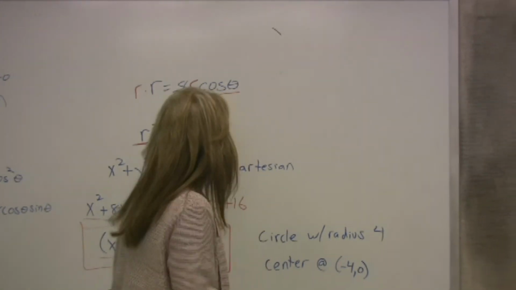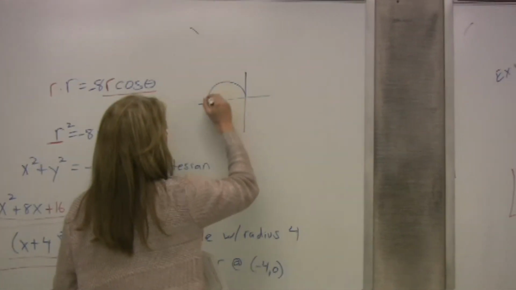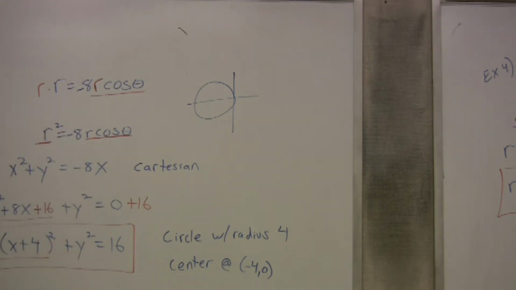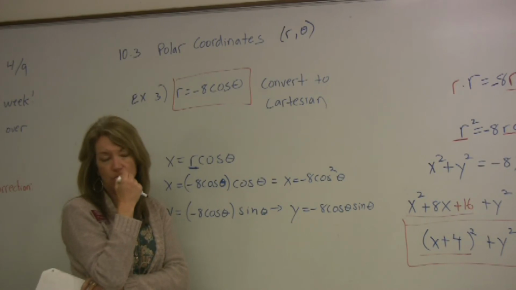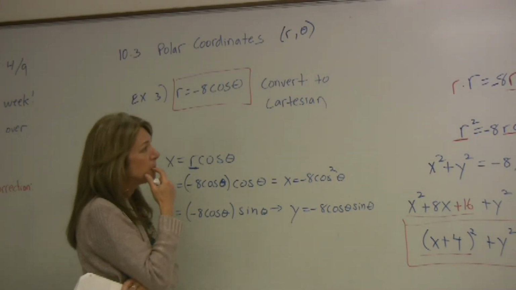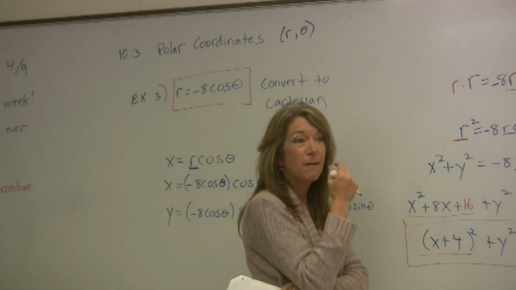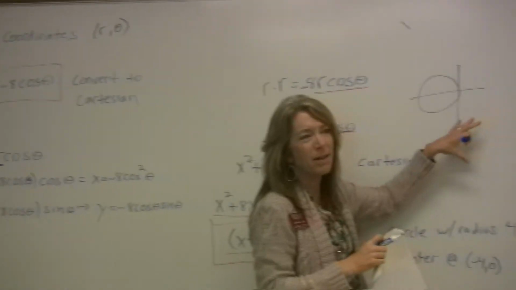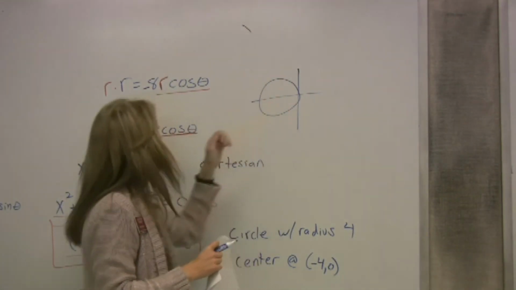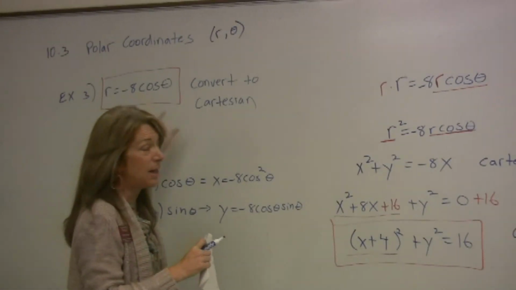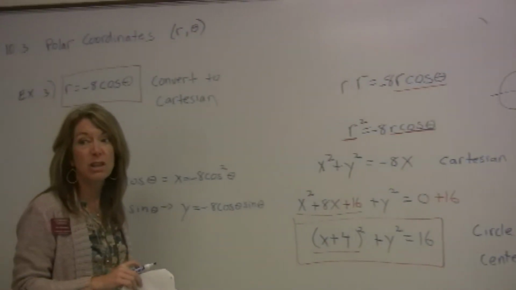What do you think would happen? This was the circle that was off to the left. It looked roughly like this. What do you think would happen if you put a sine instead of a cosine? What do you think that would do to the graph? Move the circle to the top half. Yeah, move the circle either to the top or the bottom, depending on whether your r is negative or positive. With a cosine, they're going to end up right or left, depending on if it's negative or positive. And if it's a sine, it'll go up or down. Same reasoning as this problem here. It just shifts your circles around.